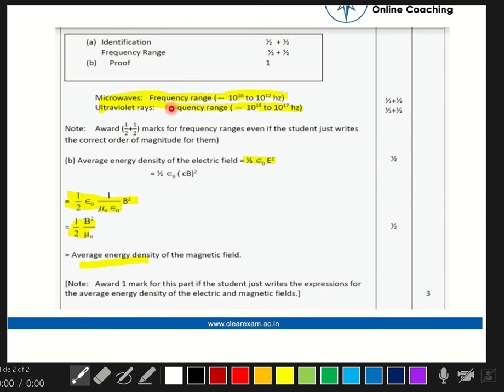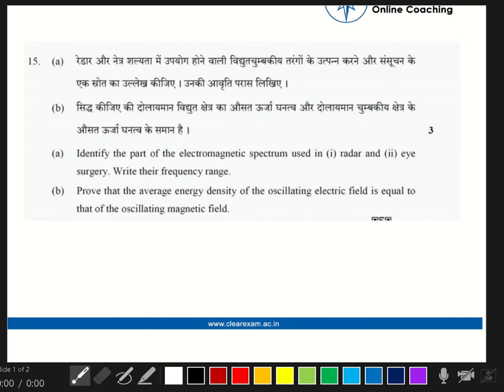The frequency range of microwaves is 10^10 to 10^12 hertz, and for ultraviolet rays its frequency range is 10^15 to 10^17 hertz. Now come to the solution of the second part.